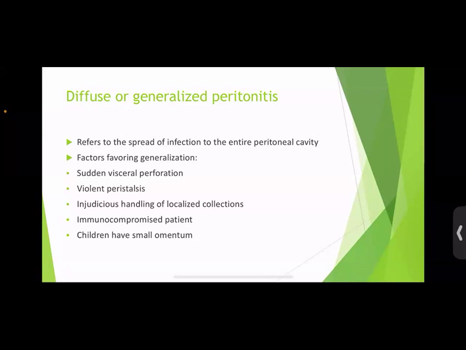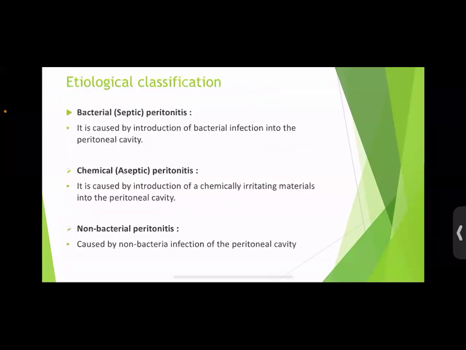You might be wondering, why are children with a small omentum more likely to get generalized peritonitis? That's because the omentum cannot spread to cover. The omentum helps in fighting the spread of infection, because it can cover up the organs, encapsulate the infection and prevent it from spreading. But for children whose omentum is small, it will not be able to cover a wide area. Hence, there will be generalized peritonitis.